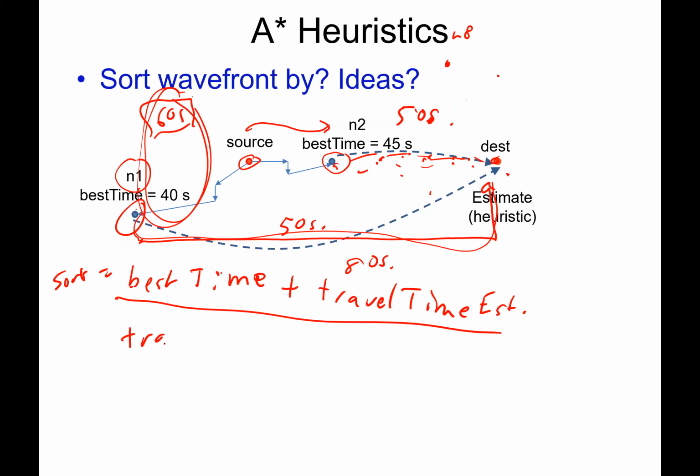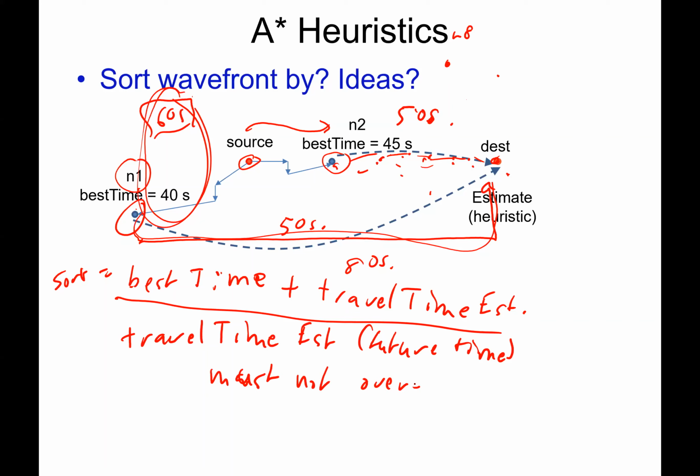All right, so that's exactly right. It's important that this travel time estimate, which is like the future time, must not overestimate. Okay, so it has to be a lower bound. You would like it to be as accurate as possible, because the more accurate it is, the more directed your search is. It will go towards the destination. It will not look at things that are less interesting in the wrong direction. But if you overestimate, it becomes too targeted. It can neglect solutions that actually are better.